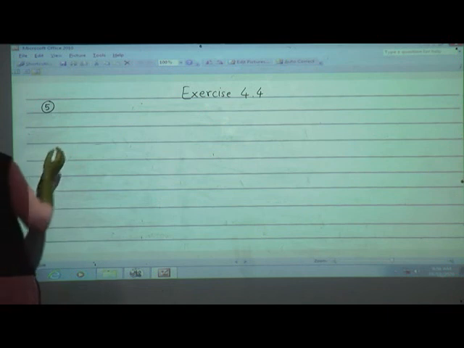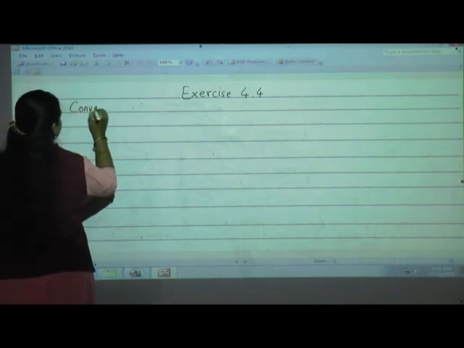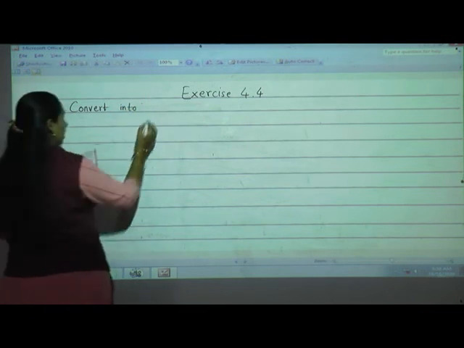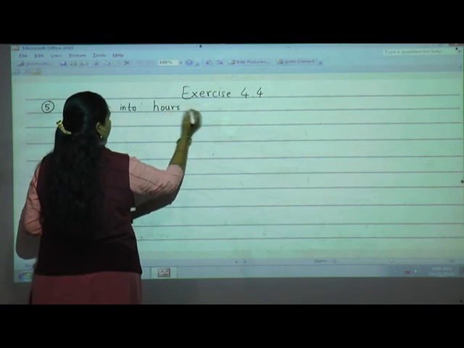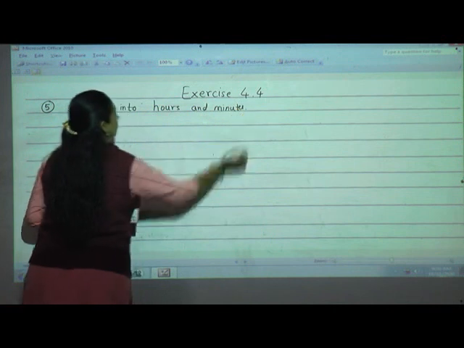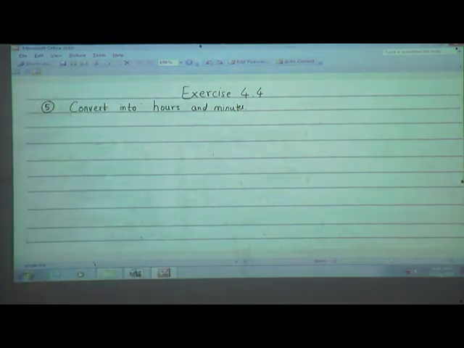What is the 5th question? Convert into hours and minutes. See, they said we have to convert into hours and minutes also. Okay, by seeing the question we will solve. Now I'll start from first. See the first question. 65 minutes.